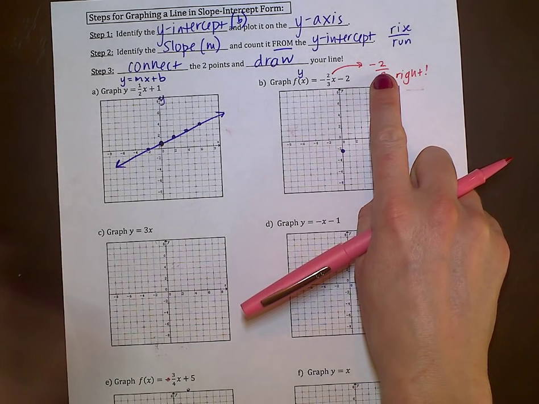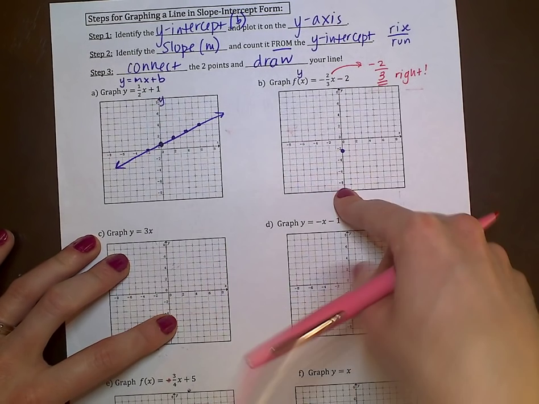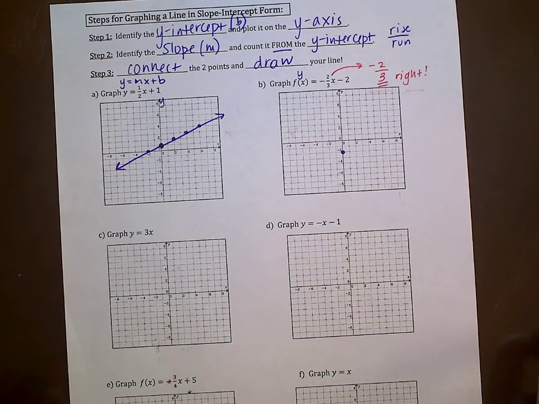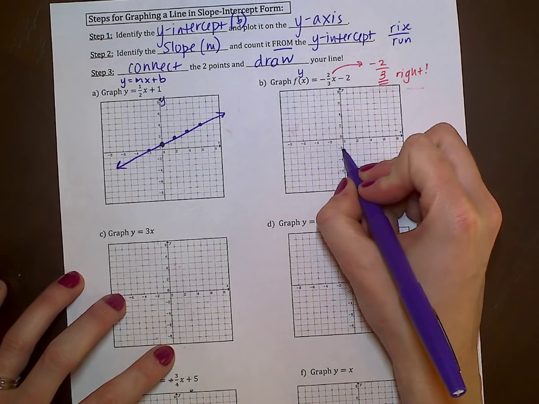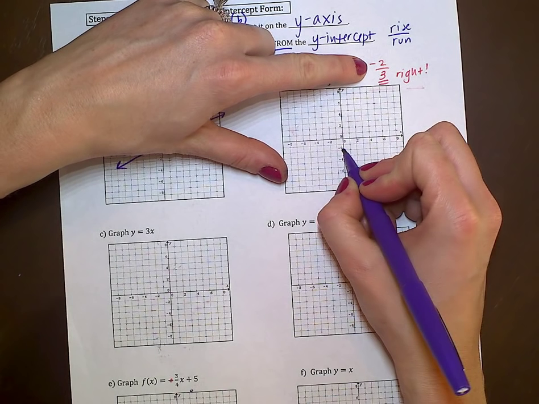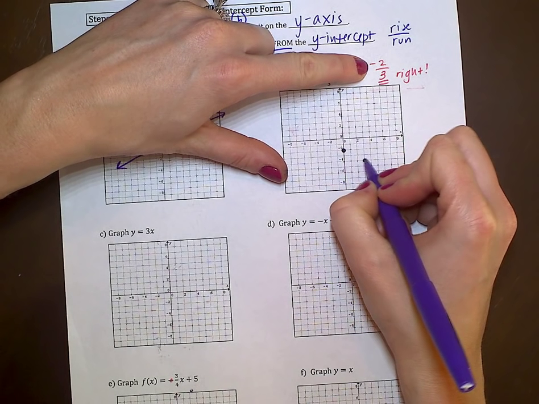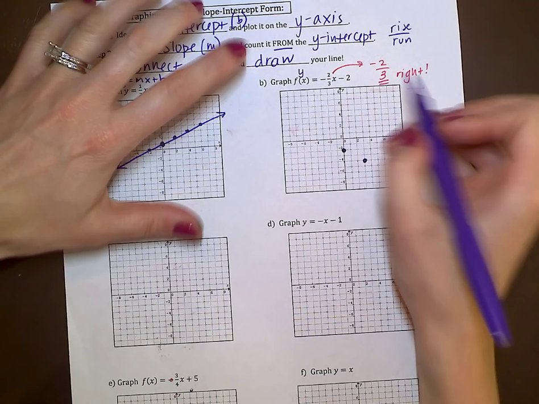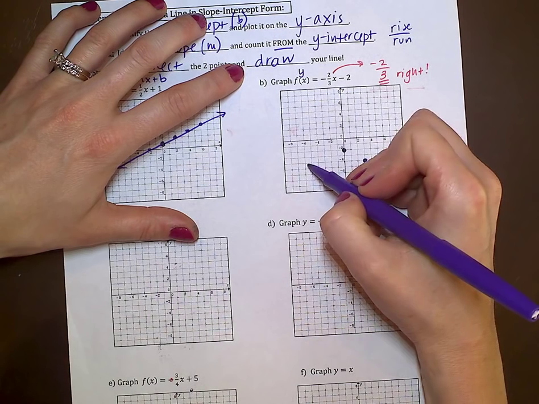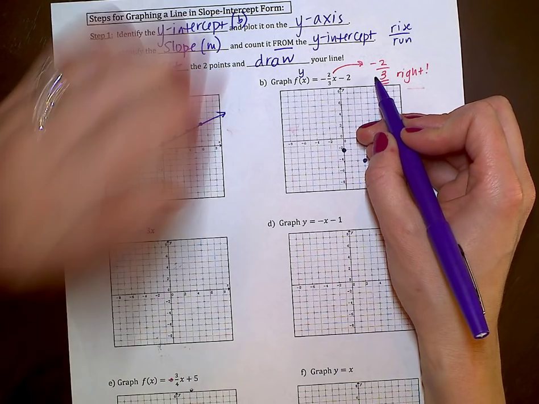If it's a positive number, I go up. If it's a negative number, I go down. Otherwise, I'm always going to count to the right. So this one, go to your y-intercept. It's -2 on top, so that tells you to go down 2 and then right 3. A common mistake is people will go down and left, but if you go down and left, that's negative over negative, which actually is a positive slope.